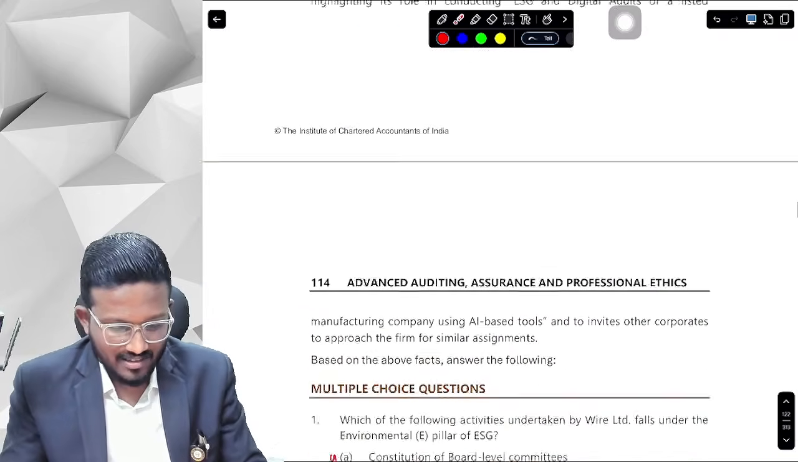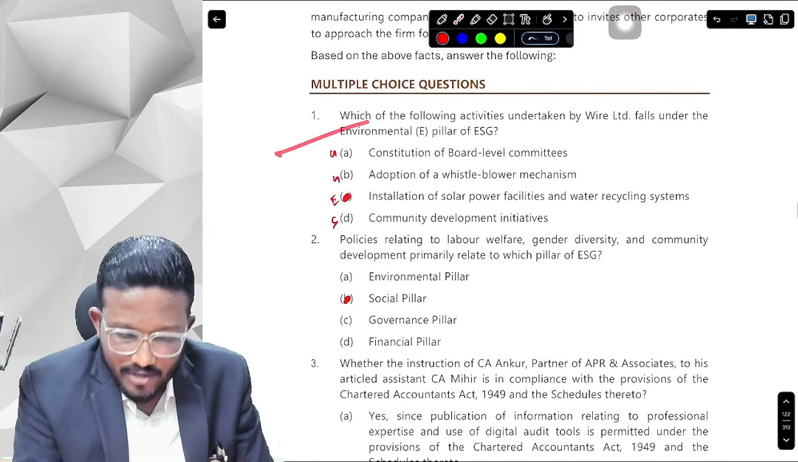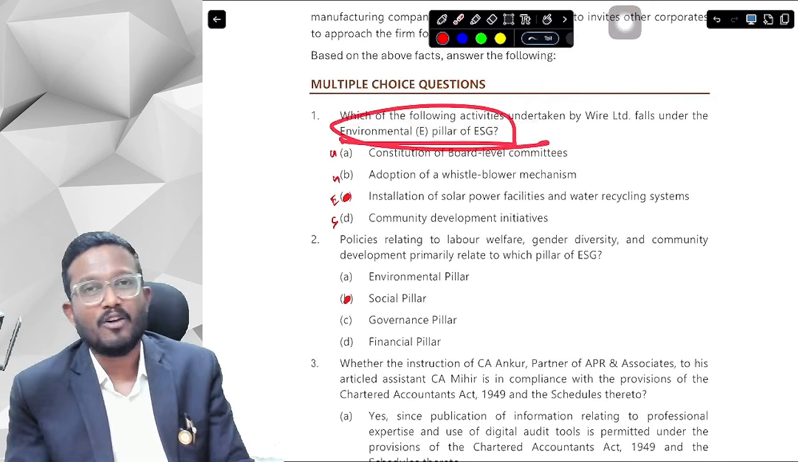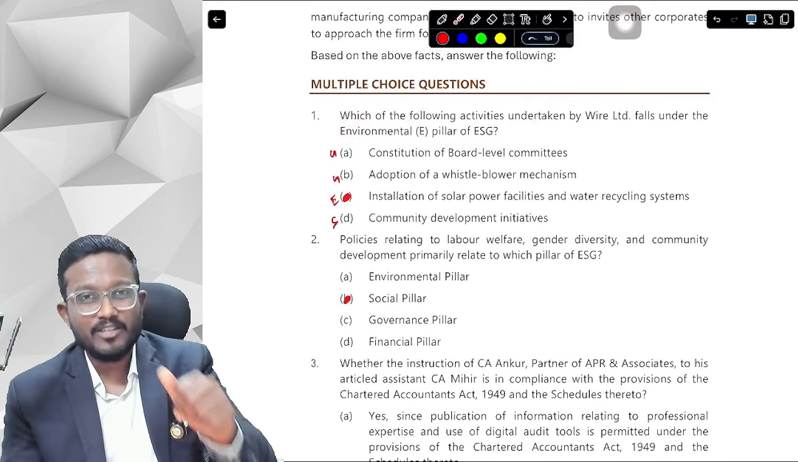What does it say, sir? So here it says, which of the following activities undertaken by Wire Limited falls under the environmental pillar of ESG? So, environmental pillar, which of the following activities falls?